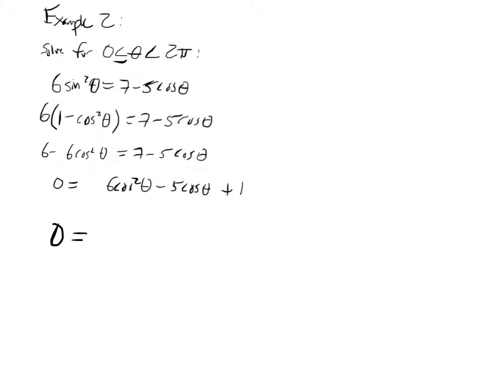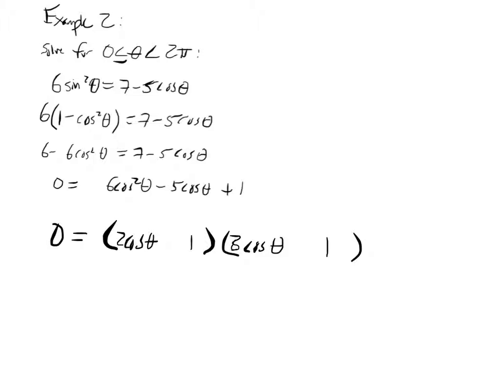So 0 equals, and I've got choices here. What am I going to do? A 6 cosine and a 1 cosine, or a 2 cosine and a 3 cosine? Well, I'm just going to have to try it out. Let's do a 2 cosine theta and a 3 cosine theta. And then my only factors of 1 are 1 and 1.